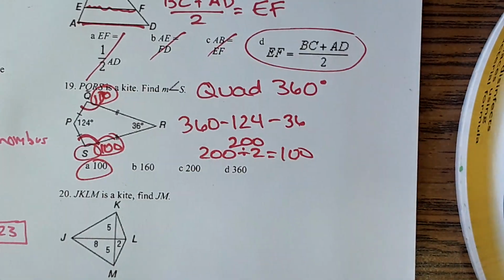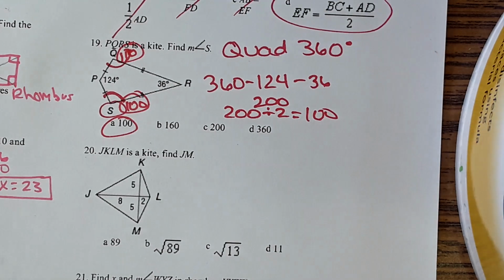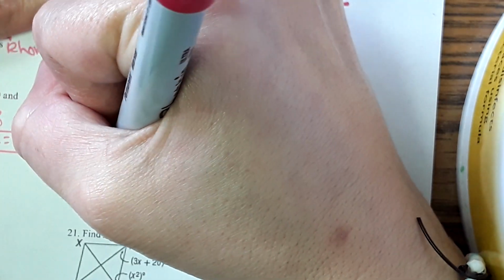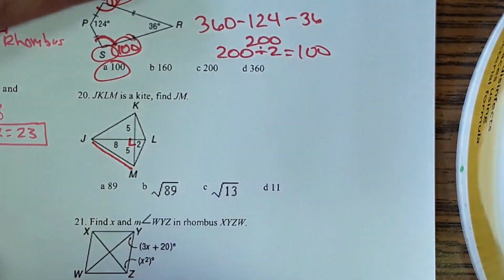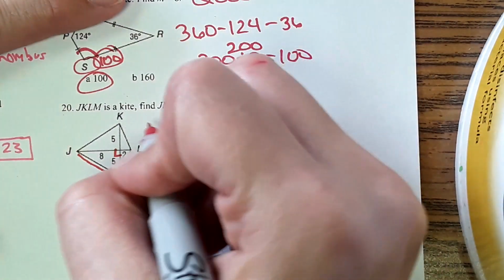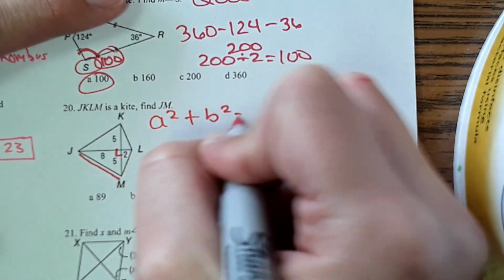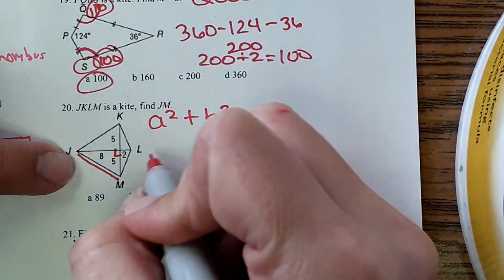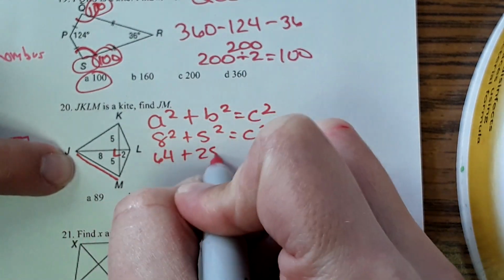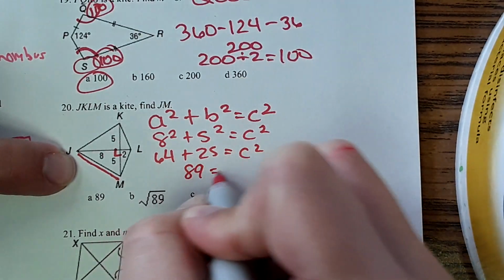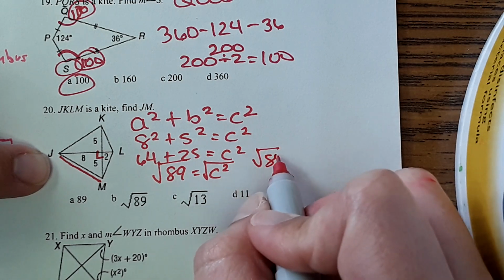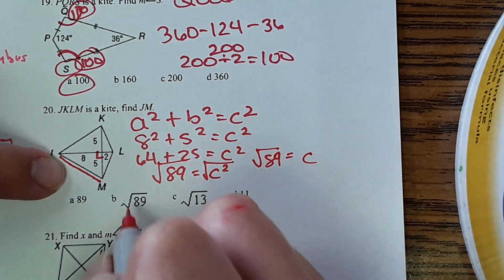Okay, number 20. JKLM is a kite, find JM. We want to find this length. With a kite, the diagonals are perpendicular. So then we have right triangles, and we can use that right triangle to find that length. We're going to use the Pythagorean theorem, a squared plus b squared equals c squared, and that'll give us the length of JM. So 8 squared plus 5 squared equals c squared, 64 plus 25, 89. Some of you might have gotten this on your homework. The square root of 89 equals c.